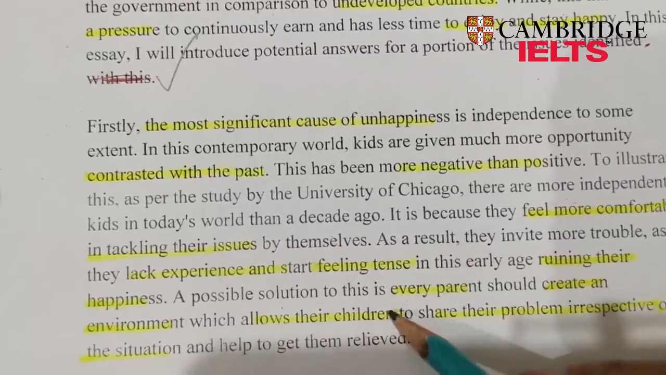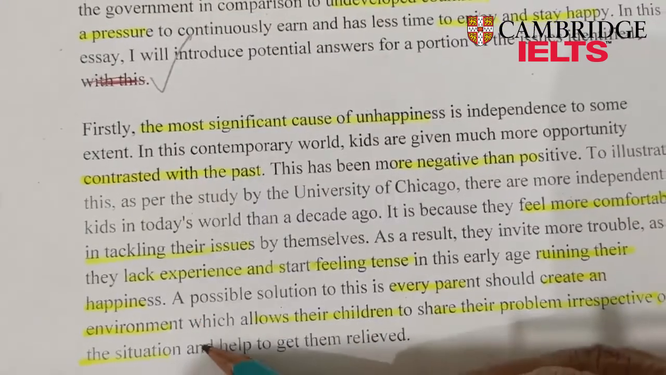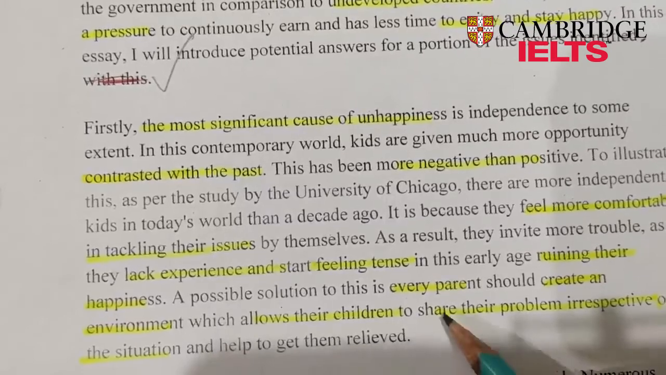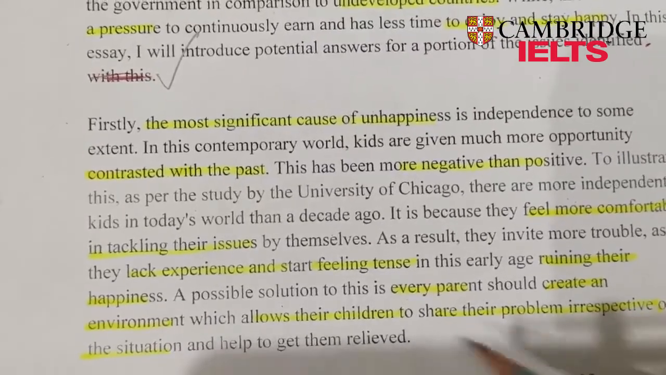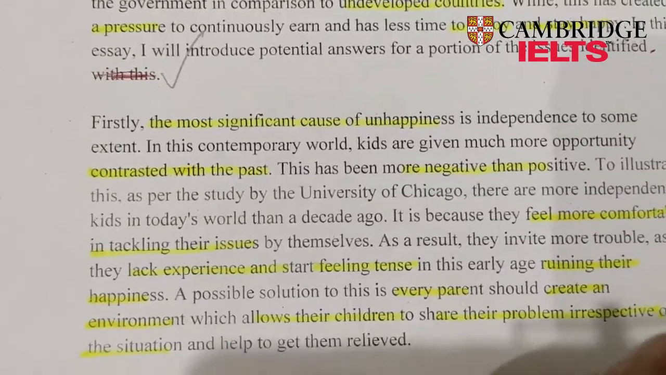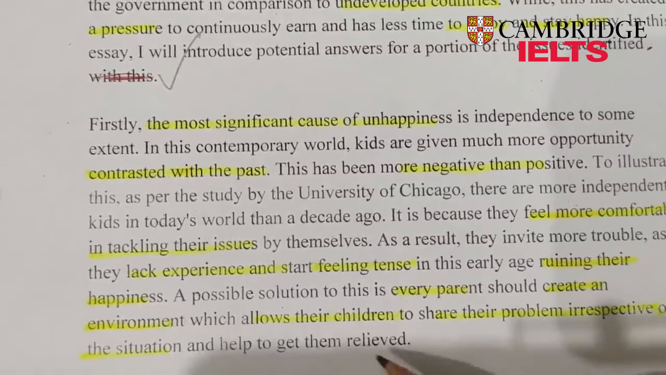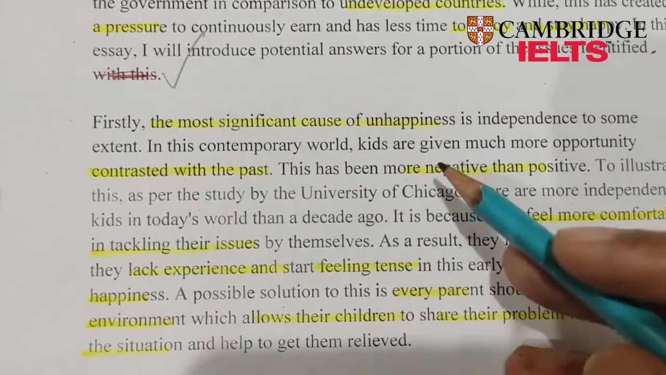A possible solution to this is every person should create an atmosphere, an environment which allows their children to share their problem irrespective of the situation. It doesn't matter what kind of situation it is, irrespective of the situation, and help to get them relieved. Nice. This is the solution. Problem, then solution.